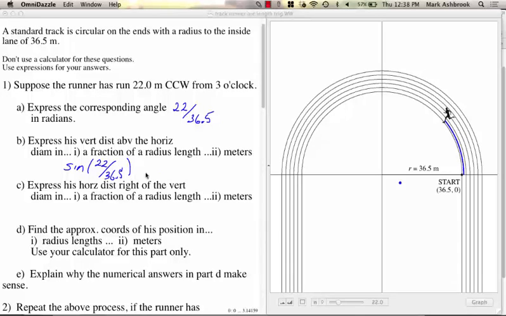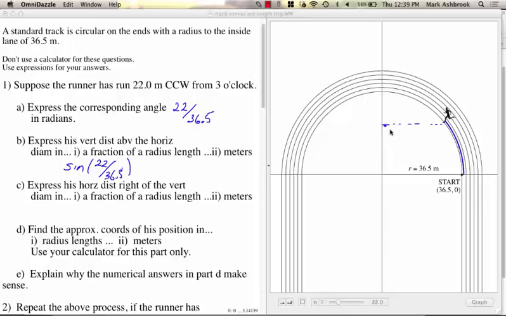Fraction of the radius. Estimate it. What would you estimate the value of sine of 22 over 36.5 is, based on where the runner is? Someone said 0.5. Good estimate? Yeah, it's pretty good. Maybe a little bit more. So 0.5 or a little bit more. Good estimate. Okay? What fraction of the radius are we above the horizontal diameter? That's what sine is.